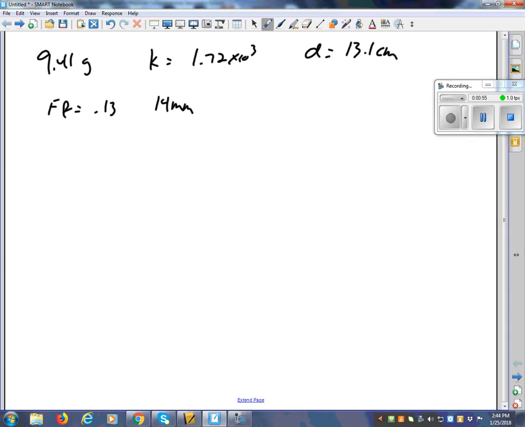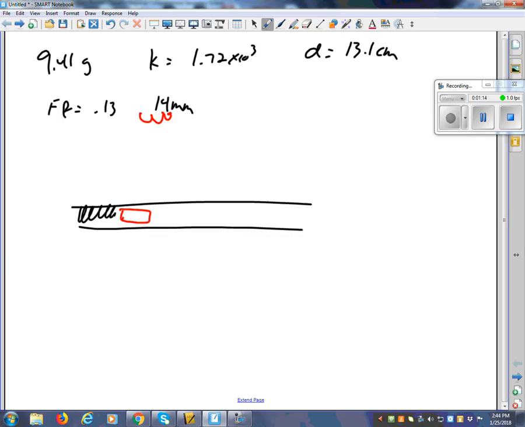Okay. So we've got this spring, we've got a disc, and it's being shot out of this here. This distance that it's compressed is 14 millimeters, and when you convert that to meters, divide by 10 for centimeters, for meters, so 0.014 meters.